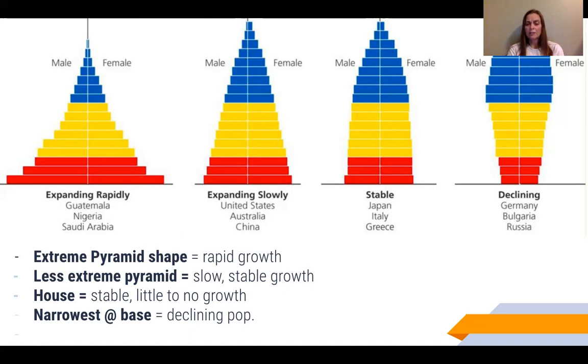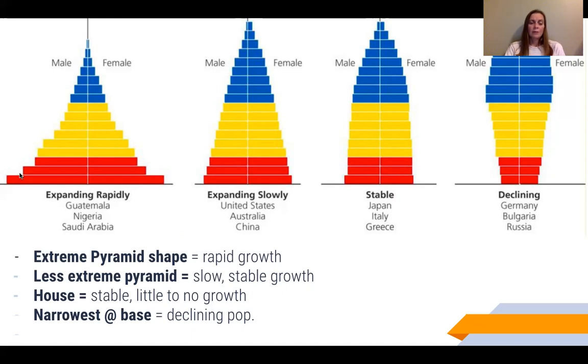Stable populations tend to be very developed countries, so countries that are past their industrial stage, or what we consider post-industrial. So countries like Japan, Italy, or Greece. And then you have countries with declining populations, again, post-industrial. These would be countries like Germany and Russia and even Bulgaria.